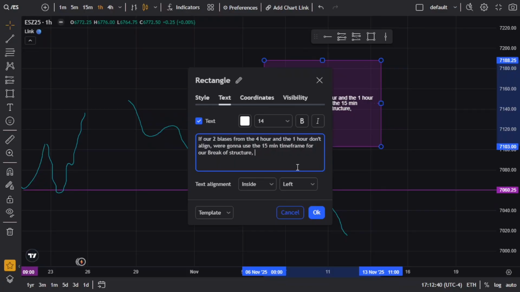If our two biases don't match, we use 15-minute time frame for our break of structure and 15-minute time frame for our confluences.